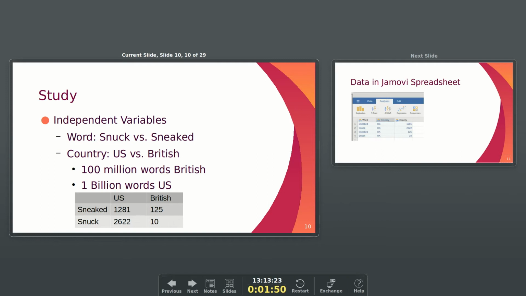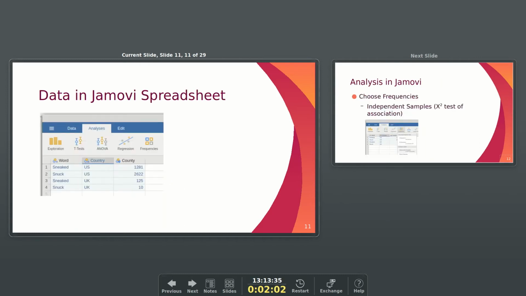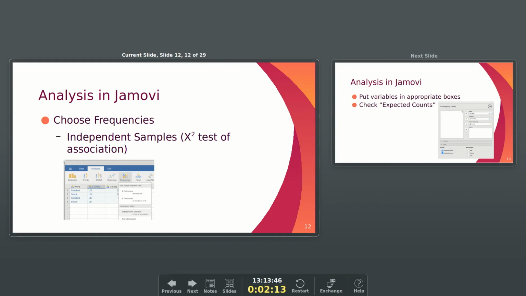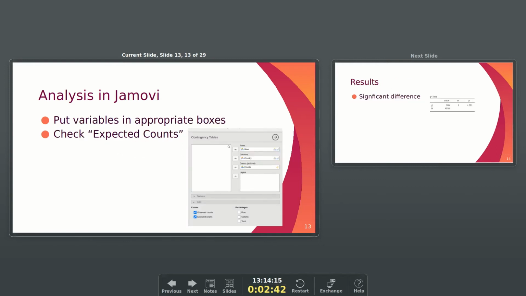You'll notice that there are a lot more instances in the US, and that's because it comes from a corpus of 1 billion words, where the BNC is only 100 million words. Here's what the data look like in a Jamovi spreadsheet. In order to do the analysis, you choose frequencies, independent samples, chi-square test of association. Put the variables in the appropriate boxes and make sure that expected counts is checked.